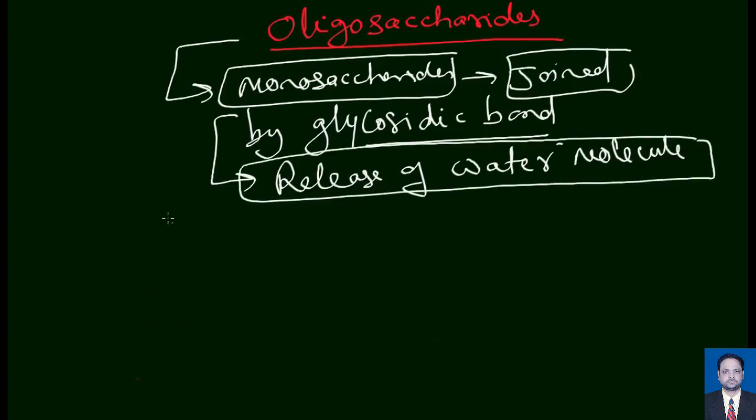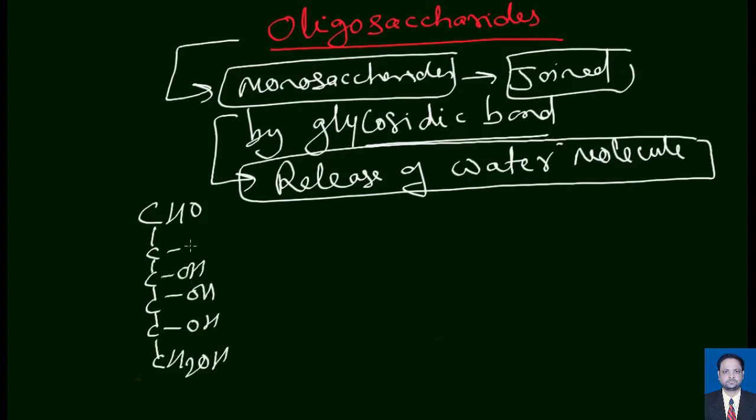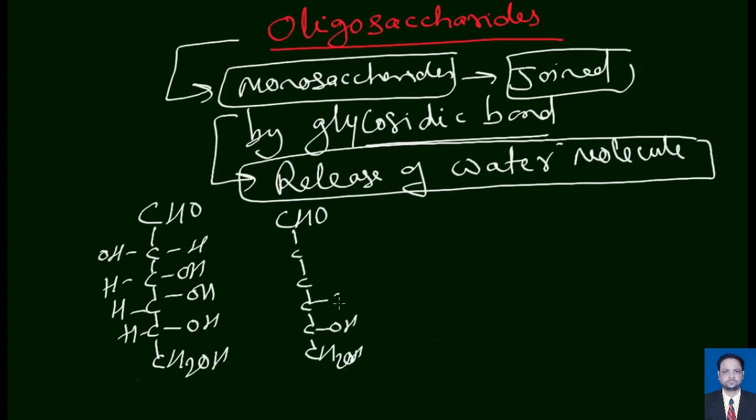Let's see an example. Suppose we take a glucose molecule with carbons 1, 2, 3, 4, 5, 6 and CH2OH. Just an example. Then I take another glucose molecule, 1, 2, 3, 4, 5, 6, CH2OH, or any other simple sugar. Normally, to form the glycosidic bond there should be a release of water.